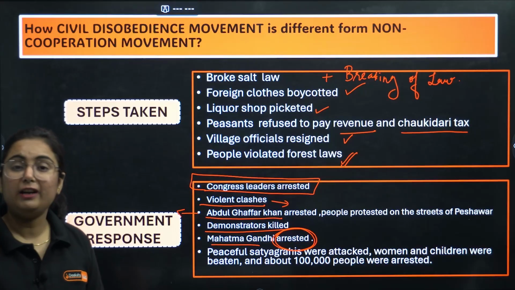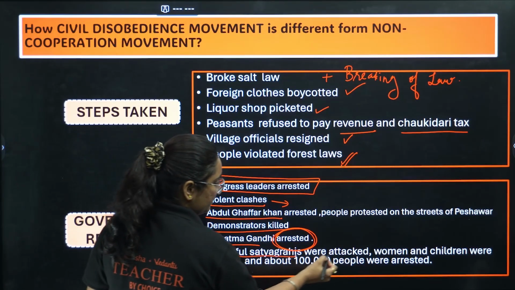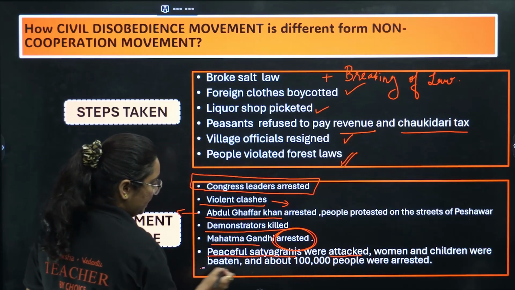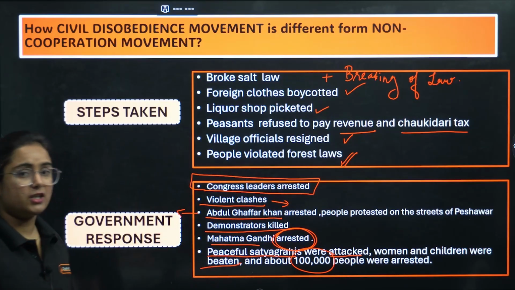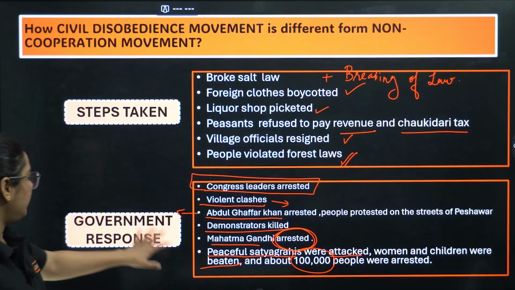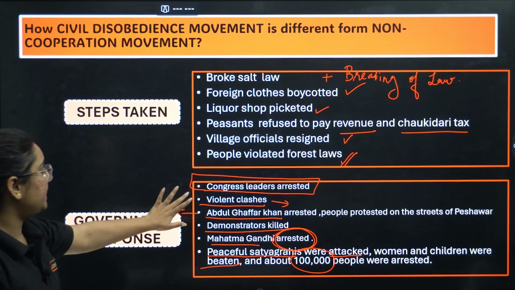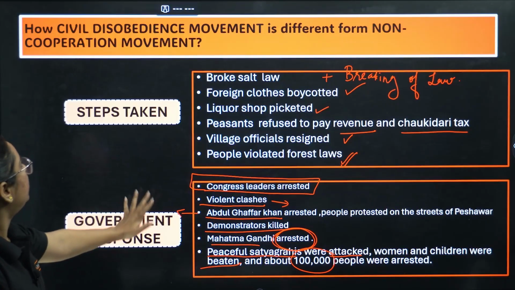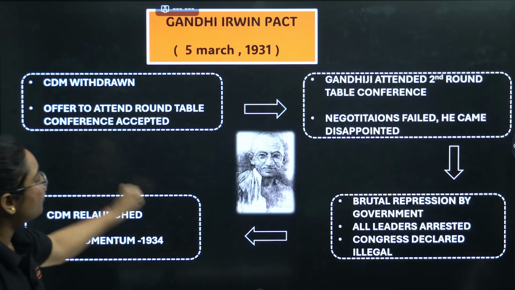But it survived by the Indian people. Getting it? Peaceful Satyagrahis were attacked, women and children were beaten, and about 1 lakh people were arrested. See how harsh the government response is. Okay? How violently they repressed our activity, and this was what was going on in the civil disobedience movement.